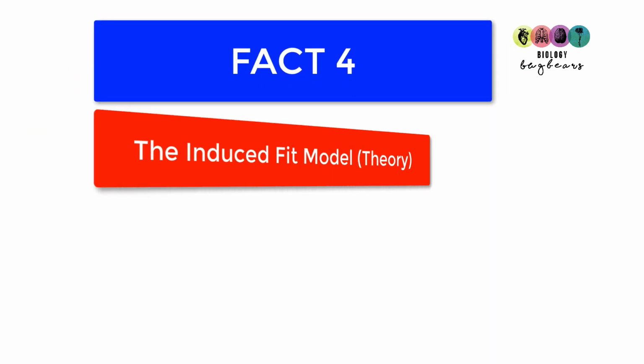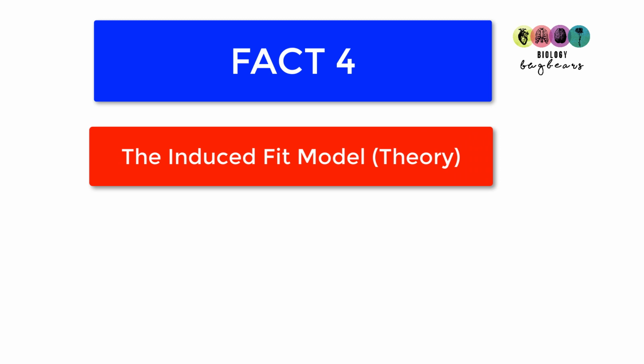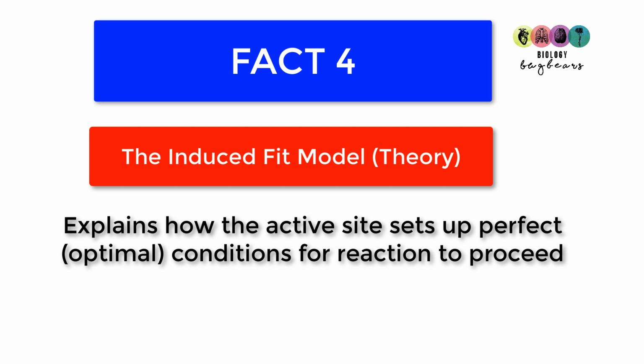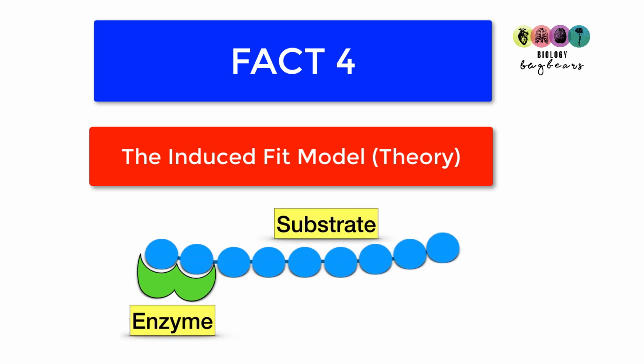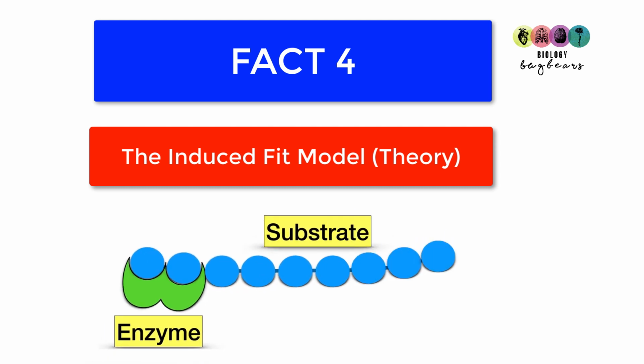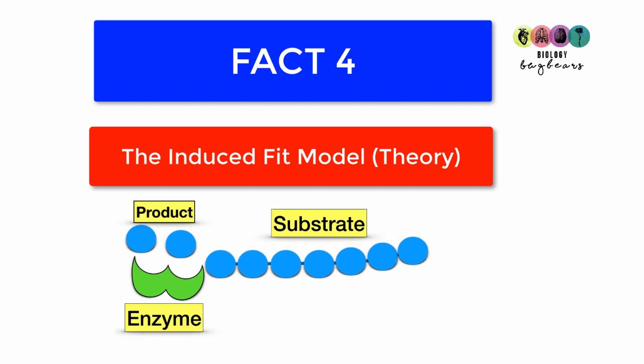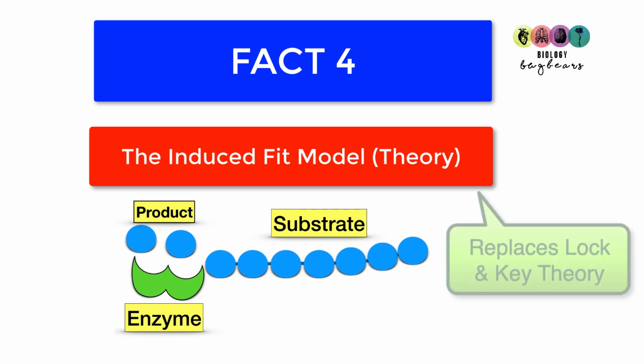Fact number 4. The induced fit model or theory explains how the active site of an enzyme sets up those perfect conditions for the reaction to proceed. So when the active site of an enzyme binds with the substrate molecule, it changes shape to better fit the substrate, and so can set up those conditions where it can twist or strain chemical bonds, and this makes the reaction proceed. At the end, the product is released and the enzyme is unchanged. This model replaces an older, more rigid model known as the lock and key theory.